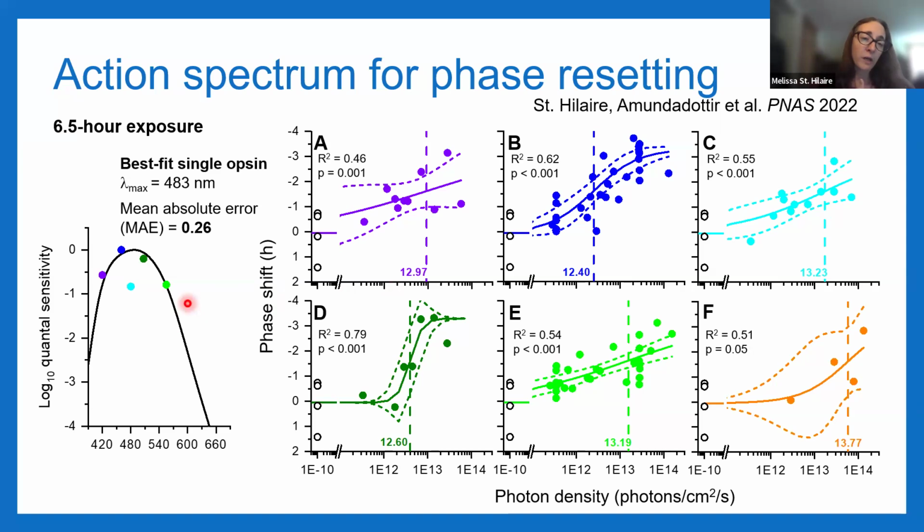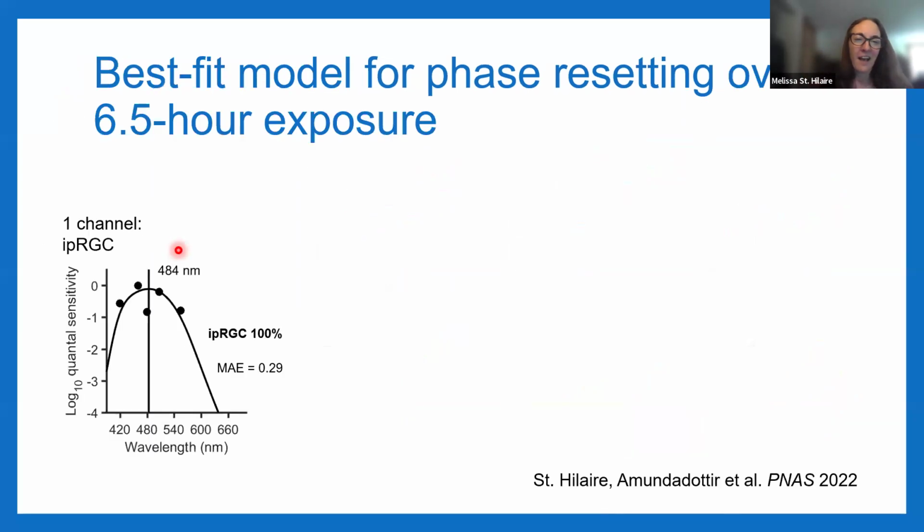So the conclusion we come to here is that, as we might expect for a 6.5-hour exposure, this seems to be primarily melanopsin driven if we just fit a single opsin and allow it to pick where it thinks the peak is. Again, though, you'll notice that the 480 is actually not itself the most effective. We actually get better response from 460 and 507, and this is just regressing to the mean to fall at around 480.